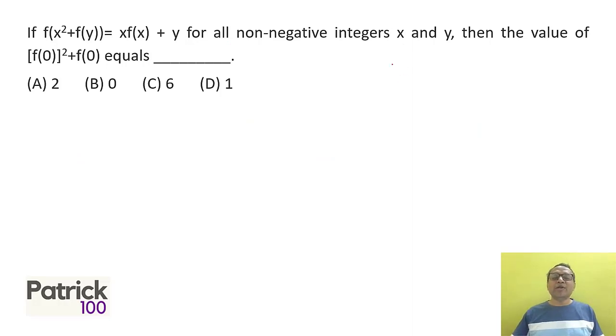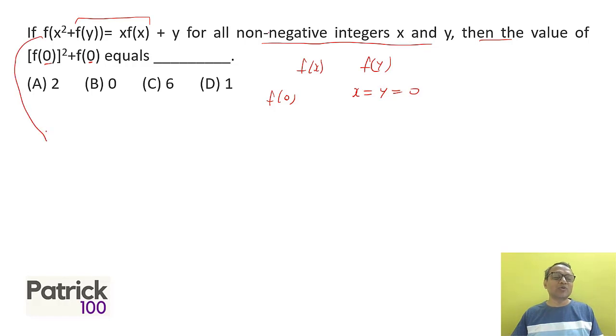For all non-negative integers x and y. Non-negative also includes 0, so you can have 0 as a value. We want the value of f(0). If you look at the question, there is f(x) and there is f(y), and what we want is the value of f(0). So we can take x and y as 0 and then substitute.